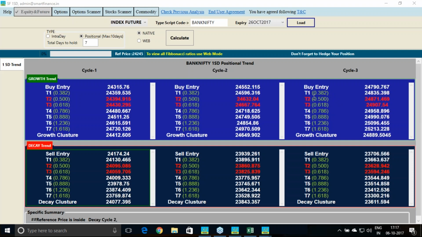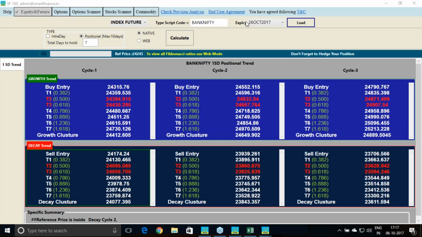So once you protect, yes. You can say once you protect your capital, definitely profit is going to come.